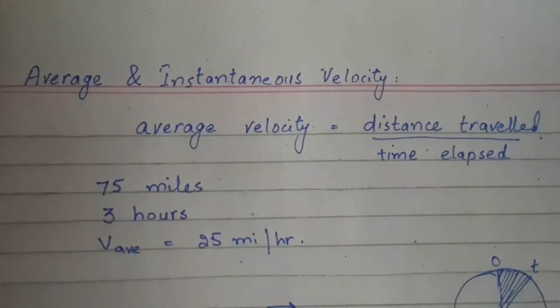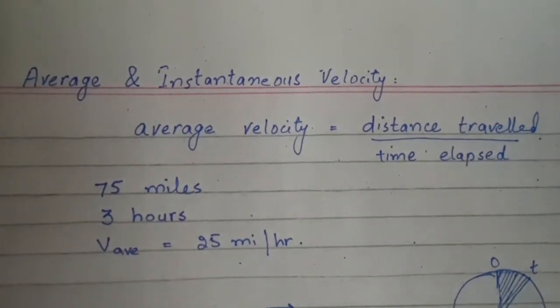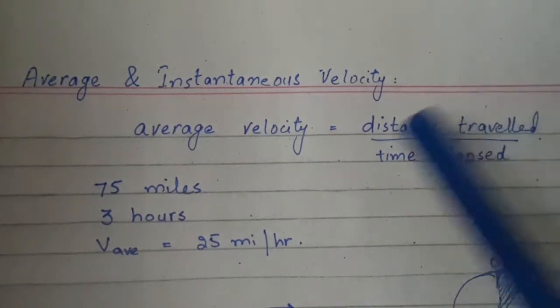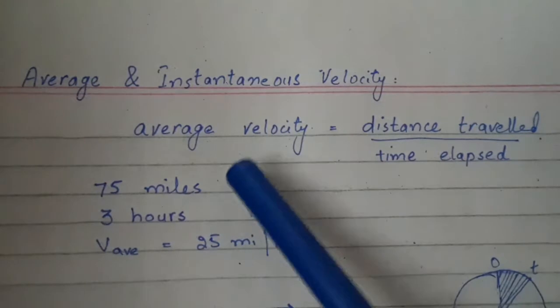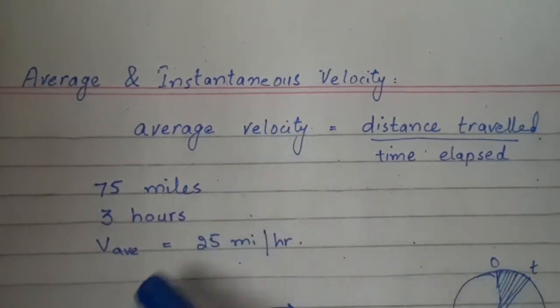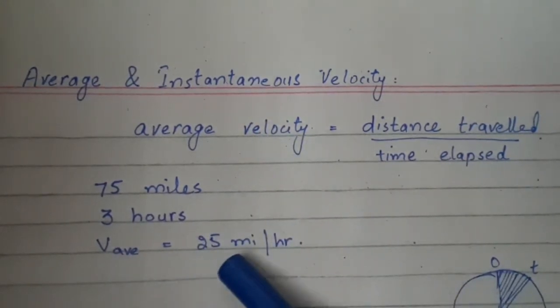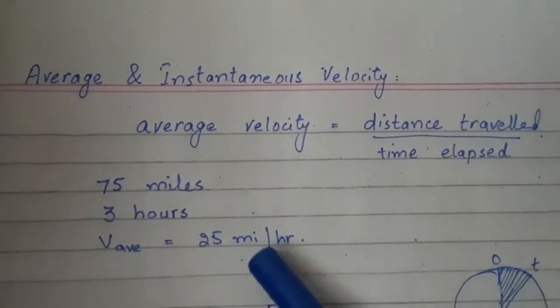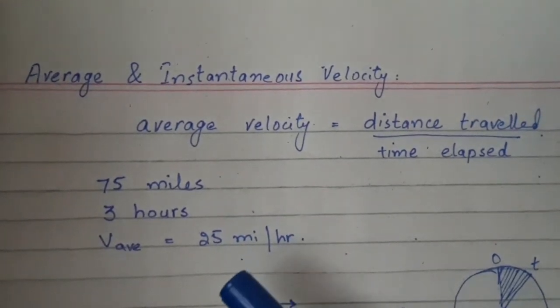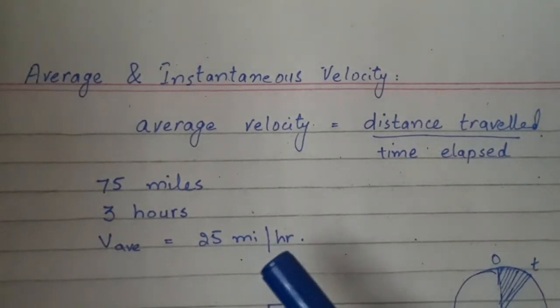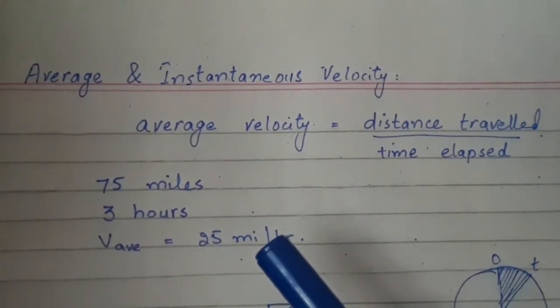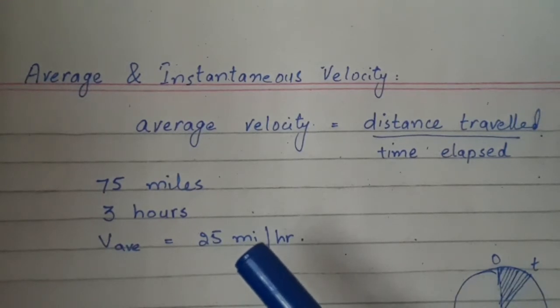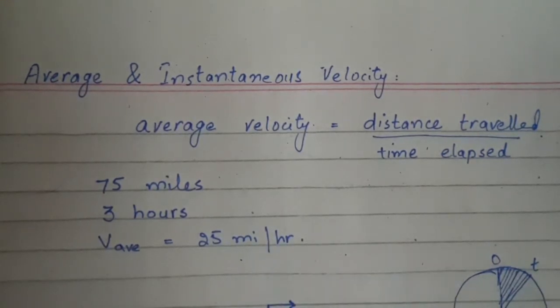So now we talk about average and instantaneous velocity. What is average velocity? It is generally defined as the total distance traveled divided by the total time elapsed. Suppose a car travels 75 miles on a straight road in a 3 hour period, then we can say that the average velocity of the car is 25 miles per hour. Obviously, if an object travels with an average velocity of 25 miles per hour during a 3-hour trip, it need not travel at a fixed velocity of 25 miles per hour.